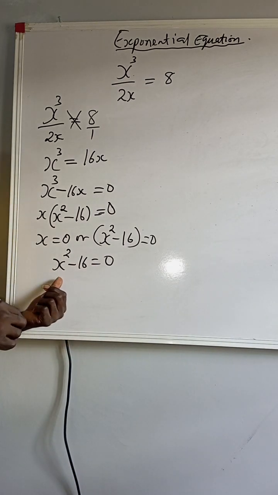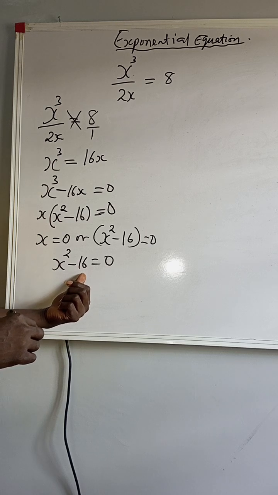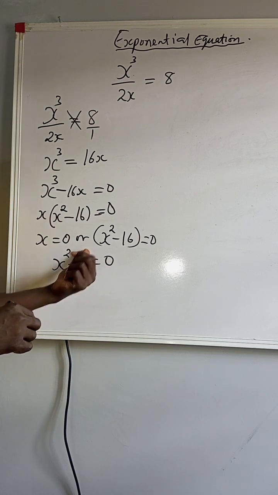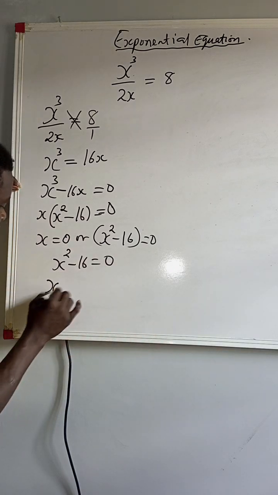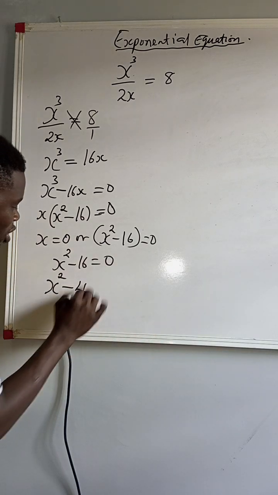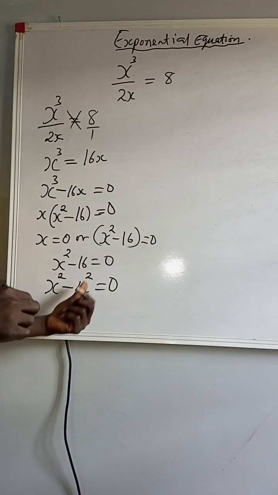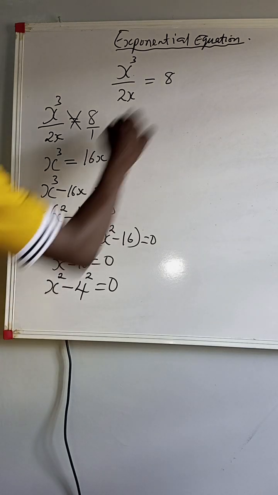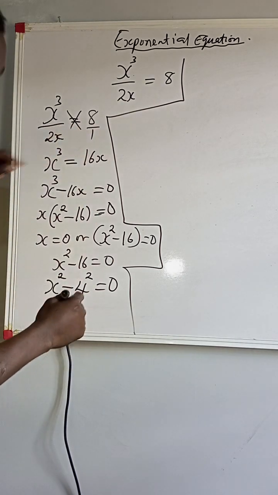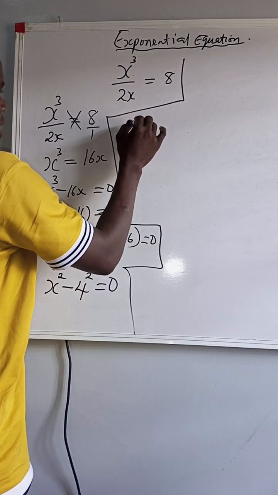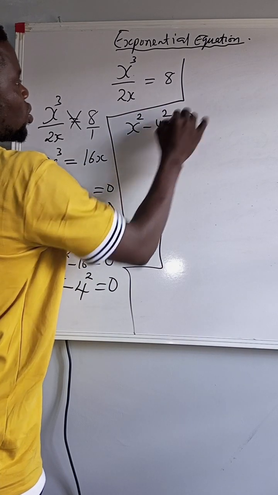We discover that the power of x here is now 2. Therefore, we can also have the power of a number that is raised to power 2 that will give us what? 60, of course, which is 4. Therefore, we can now say our x raised to power 2 minus 4 raised to power 2 is equals to 0. Because 4 raised to power 2 is 16. So we move this one to the top. We now have our x squared minus 4 raised to power 2 is equals to 0.